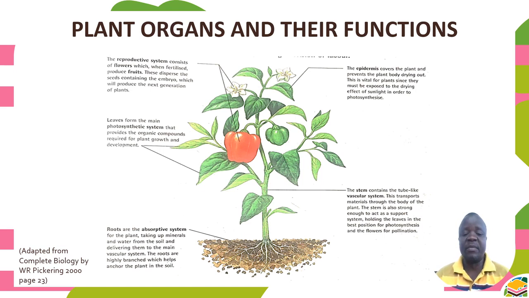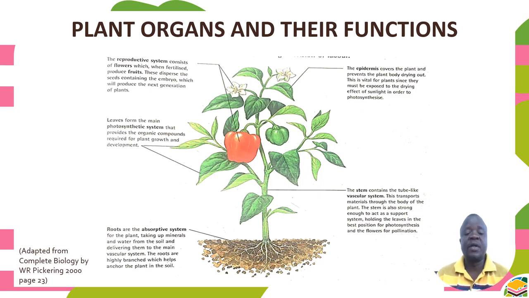Then we have the stem. We can see that this part here is a stem. It holds the leaves, as well as supporting the fruits there. Now the roots here, we see that they are fixed. The whole plant is well anchored by the roots. At the same time, apart from anchoring the plant, the roots can also absorb water plus mineral salts, which are transported to different parts of the plant for photosynthesis to take place.